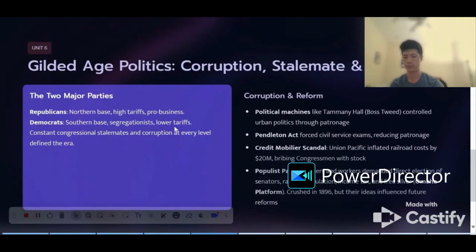We have the two main parties, Republicans and Democrats. Republicans, sorry, are in the North. They're about high tariffs and pro-business by having a government hands-off approach with laissez-faire economics. Democrats are in the South, segregationists.